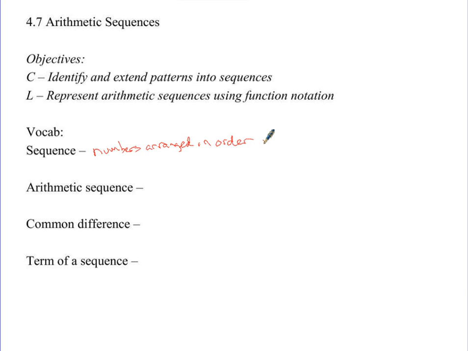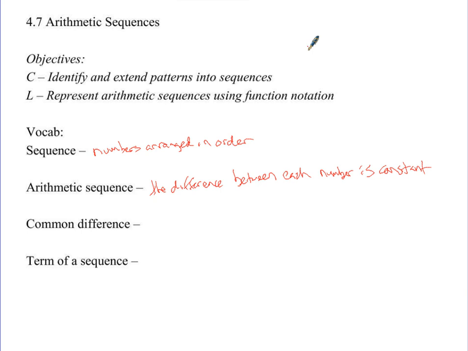An arithmetic sequence happens when the difference, and we'll come up with a name for that pretty soon, the difference between each number is constant. Yes. But we're not there yet. That's like the next chapter. But yeah, that's exactly what we're saying.